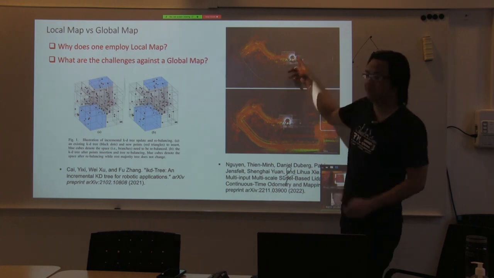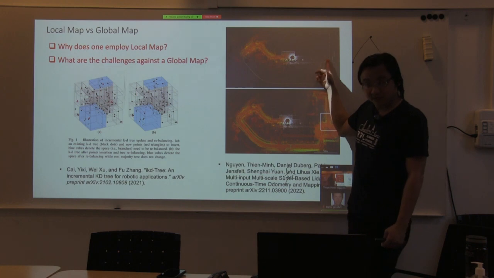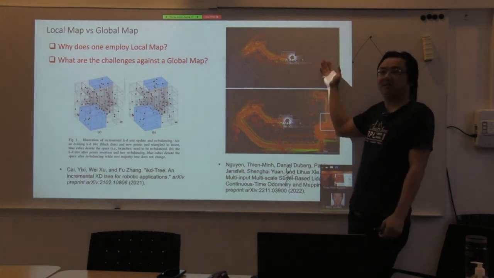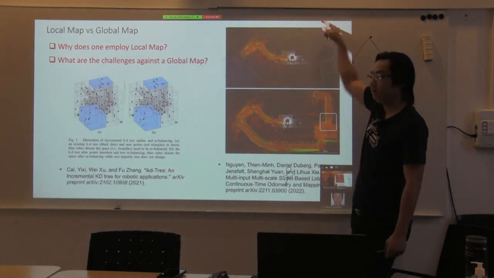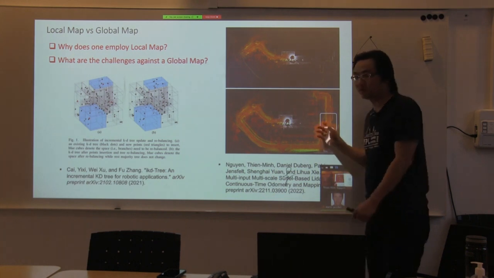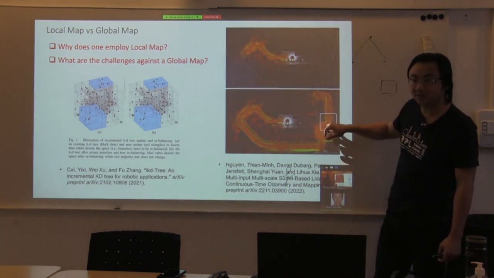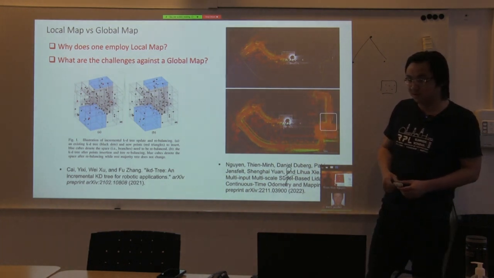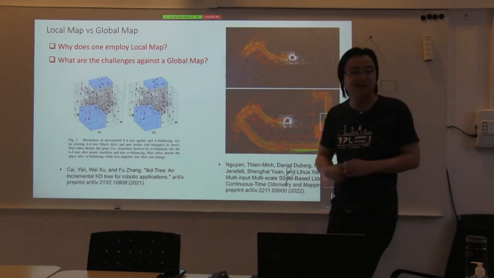if I'm doing localization here, and I have a scan that goes all the way here, I don't have any map here to associate, so I can drift relative to the starting position. But let's say I have the whole map to do association. My scan can be associated up to this point, so I can reduce the drift relative to the starting position. But that's the global map. So the global map can be useful, but why do people have to use the local map?